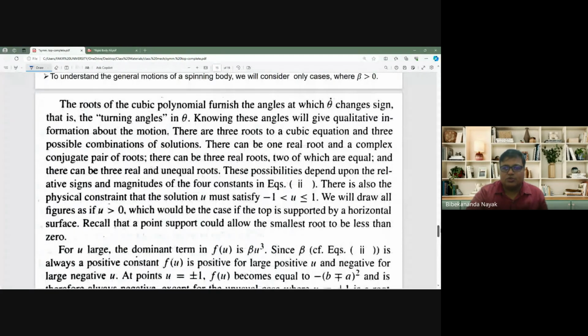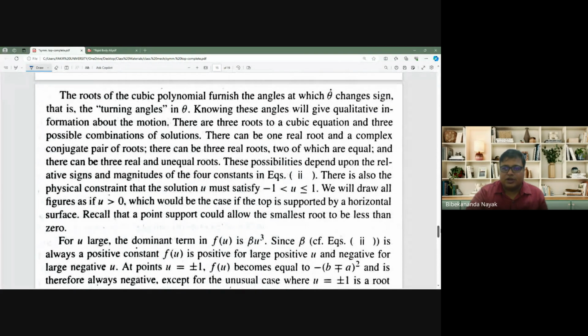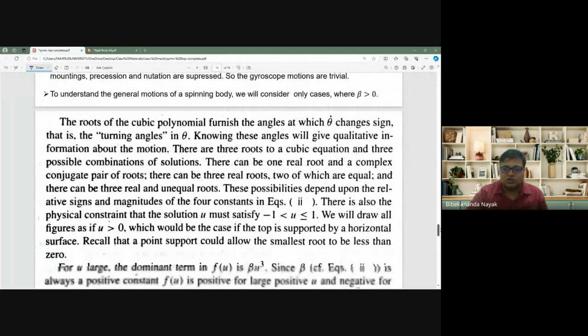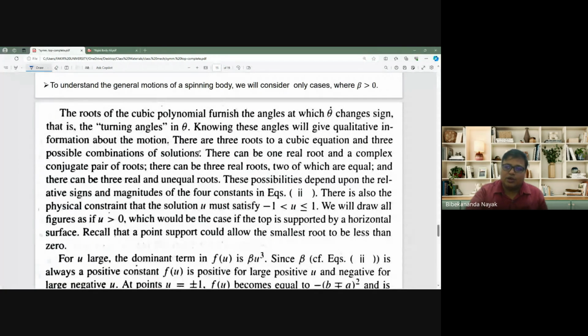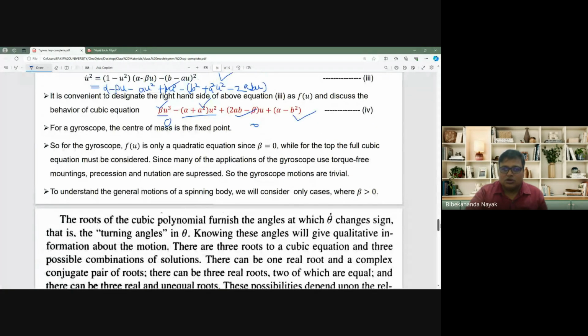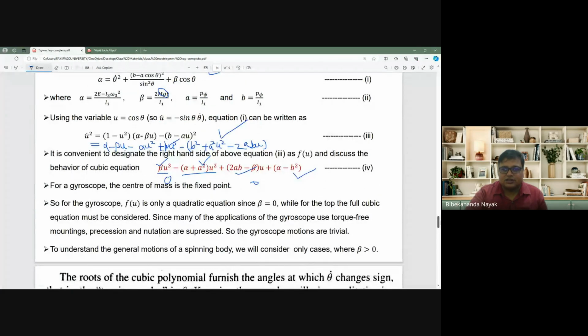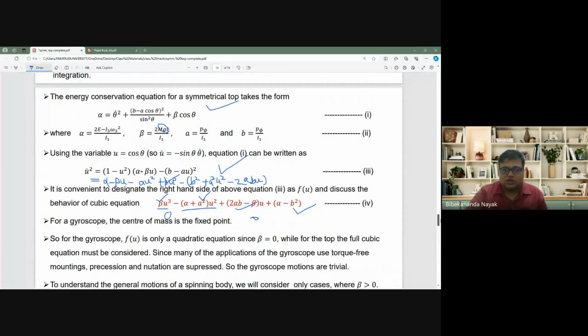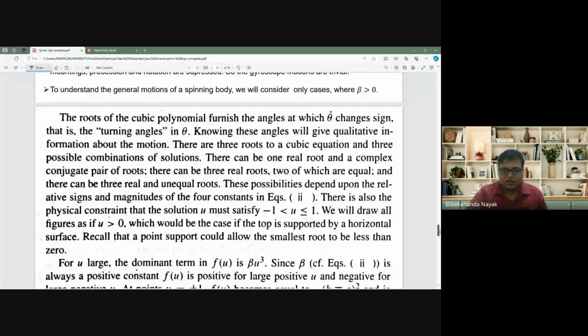The roots of the cubic polynomial furnish the angles. For beta greater than 0, it is a cubic equation. The roots of the cubic polynomial furnish the angle at which theta dot changes sign, that is, the turning angle in theta. There are three roots, so there are three possible combinations of solution.